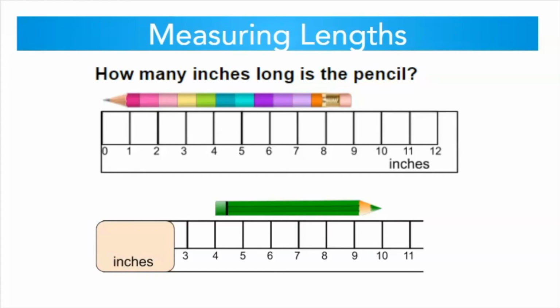For example, the colorful pencil at the top is 9 inches long because the end count is 9 length units or 9 spaces from 0. Once students learn to measure from 0, they explore measuring from numbers other than 0. The green pencil is 6 inches long because you count 6 length units or the 6 spaces on the ruler from one end of the green pencil to the opposite end.